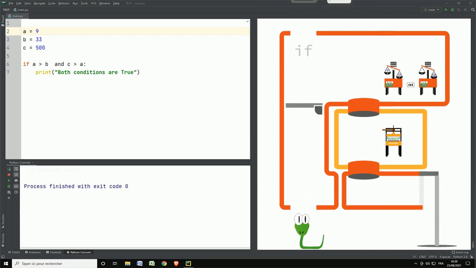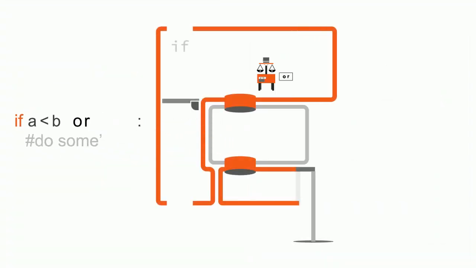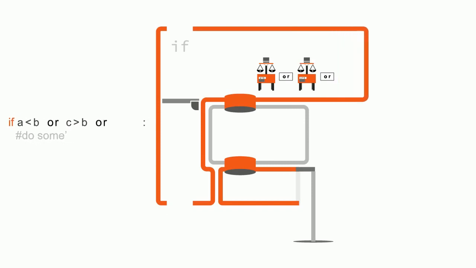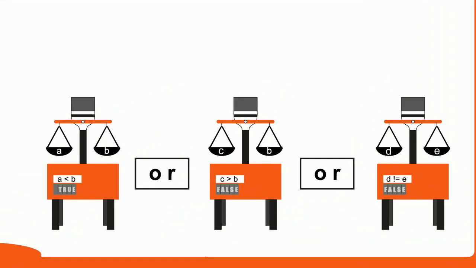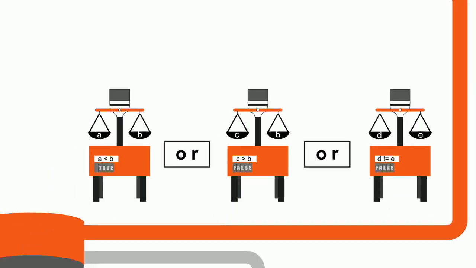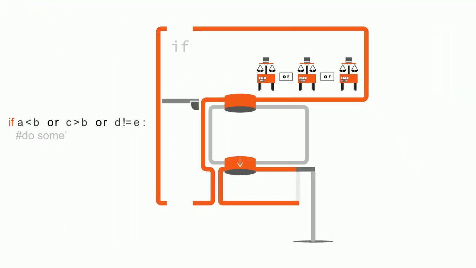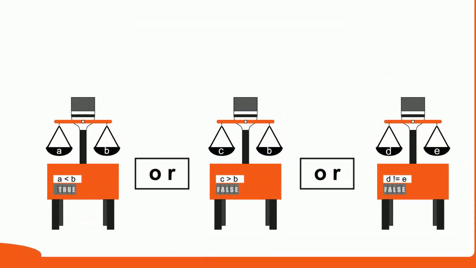Now, let's say we want Pyto to access the inside block and execute something if one of the conditions is true. We're gonna need the OR operator. As with the AND keyword, the OR keyword allows you to add as many conditions as you want. The only difference is that Pyto will access the inside block if at least one of the conditions is true. However, if all scales display false, Pyto will exit and continue to the next block.